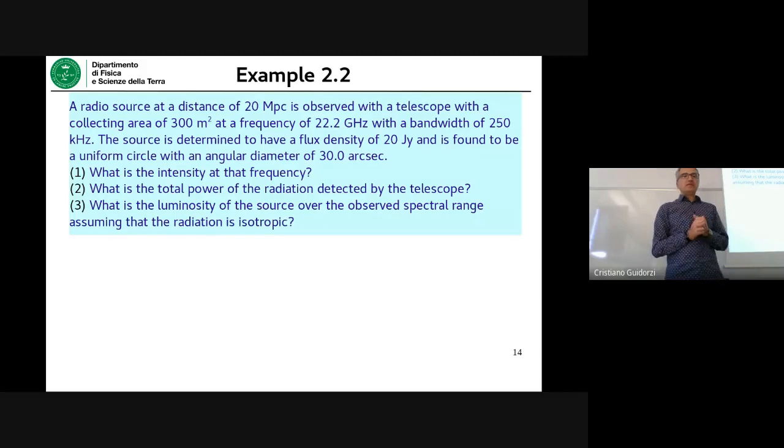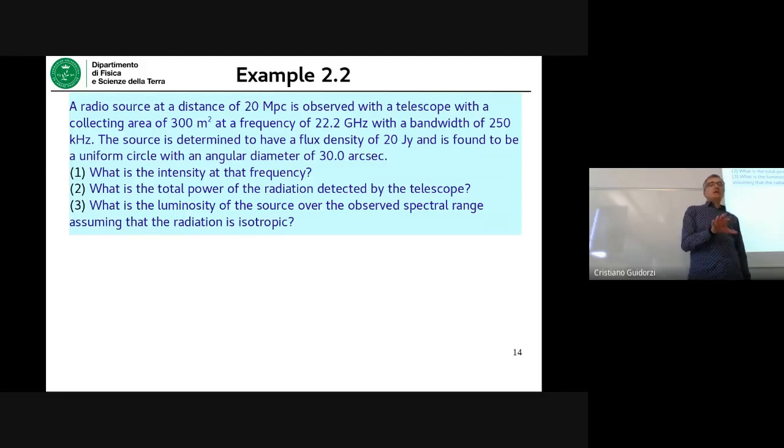So I read this example. A radio source at a distance of 20 megaparsec is observed with a telescope with a collecting area of 300 square meter at a frequency of 22.2 gigahertz with a bandwidth of 250 kilohertz. The source is determined to have a flux density of 20 Jansky and is found to be a uniform circle with an angular diameter of 30 arcseconds. So we have three questions. Let's see one at a time. So what's the intensity at that frequency?